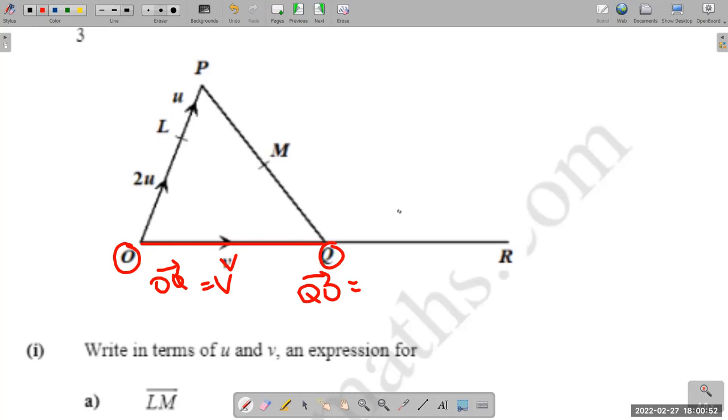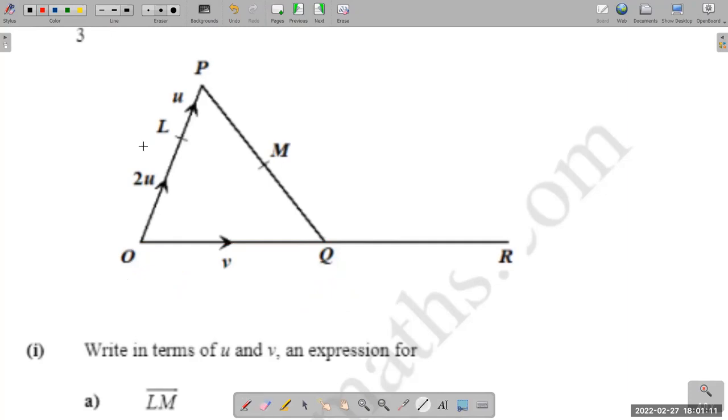Let me see if anybody is thinking. If from O to Q is positive V, excellent. From Q to O is negative V. Okay? That's right. All right, so that's one vector. Everybody, what's the name of a second vector? Who could give me the name of another vector?